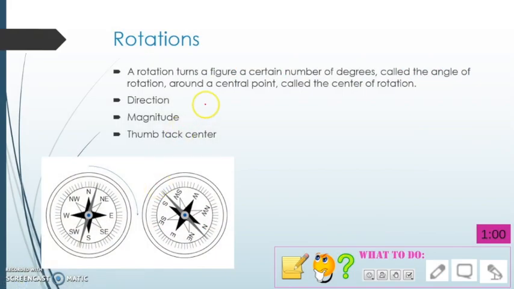Okay, so rotations are turns. A rotation turns a figure a certain number of degrees, and that is called the angle of rotation. And then we know that it will be around a central point called the center of rotation. So you need direction and you need magnitude. That's how many degrees you're going to be turning. Okay. So if we take this compass and we turn it this direction, then we have rotated it to this second image.